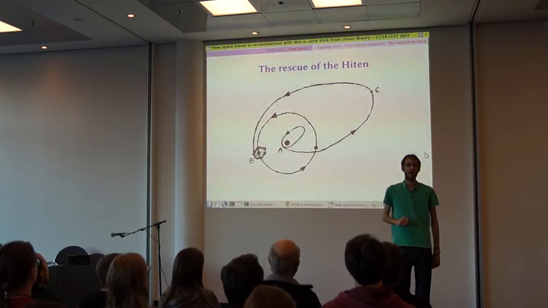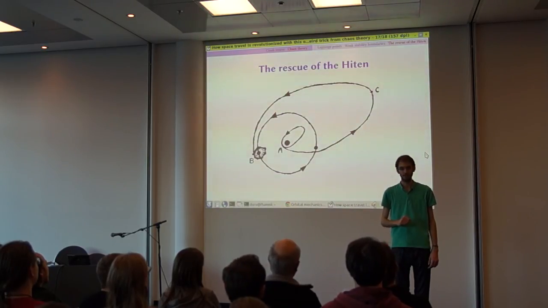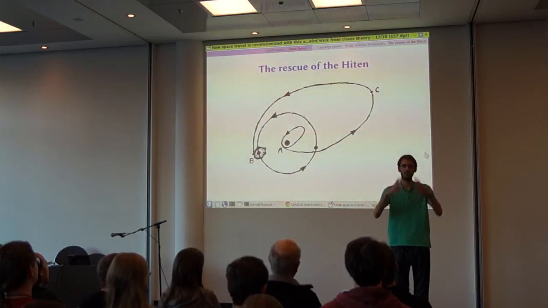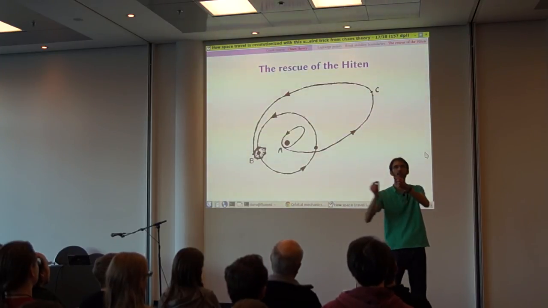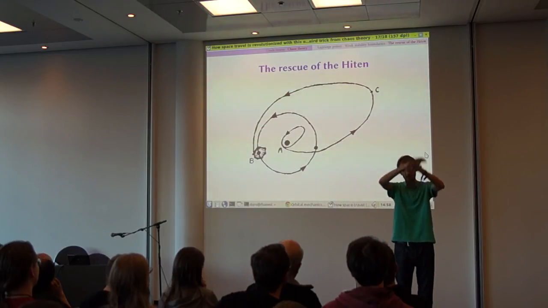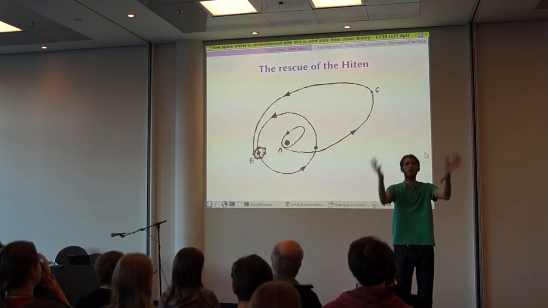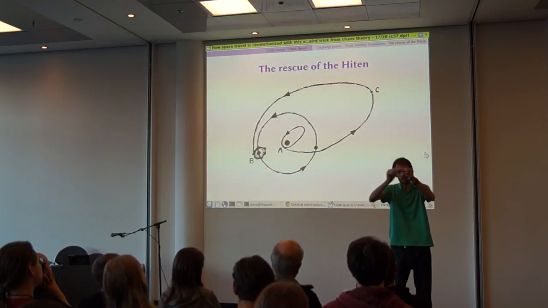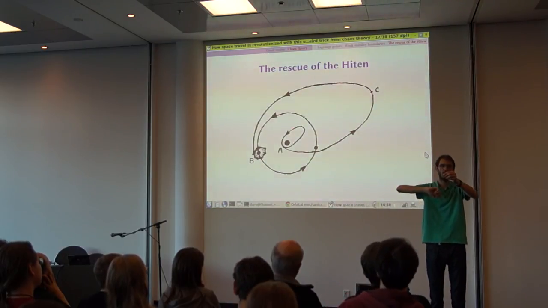The rescue of the Hiten. So this was the first lunar probe by the Japanese, and they were very happy. It was a satellite containing a smaller satellite, and the goal was for the smaller satellite to reach the moon. The larger satellite was never meant to go to the moon. It didn't have enough fuel. It was only there to keep the smaller satellite in orbit and then give it a push in the right direction. Okay.